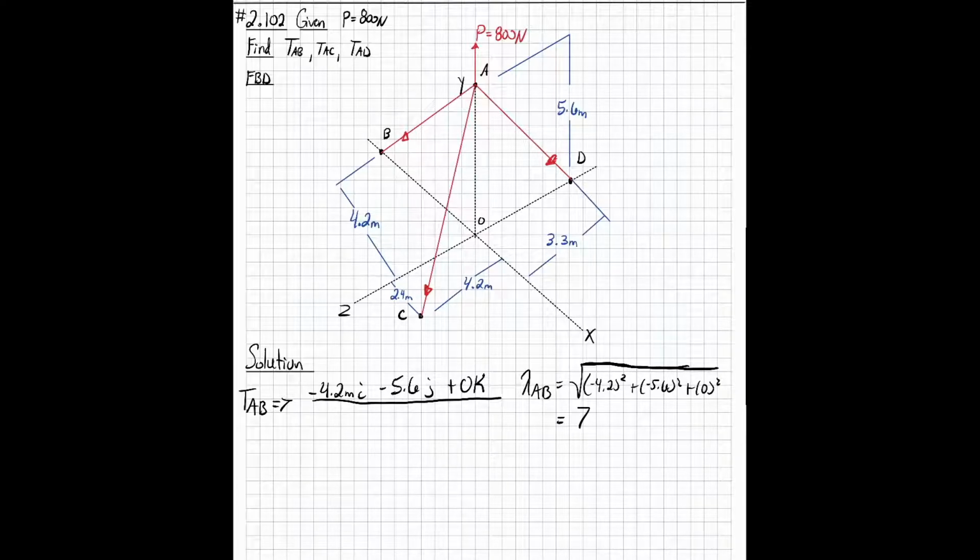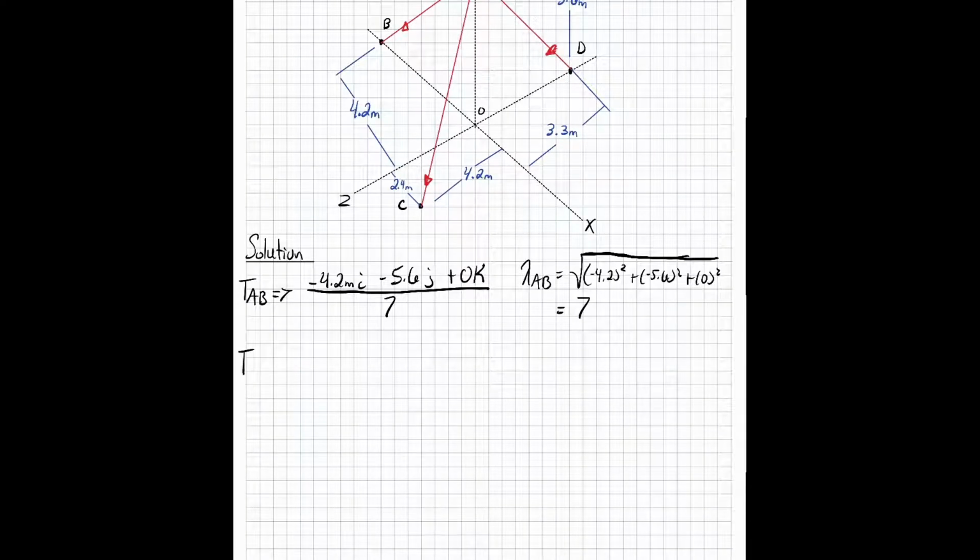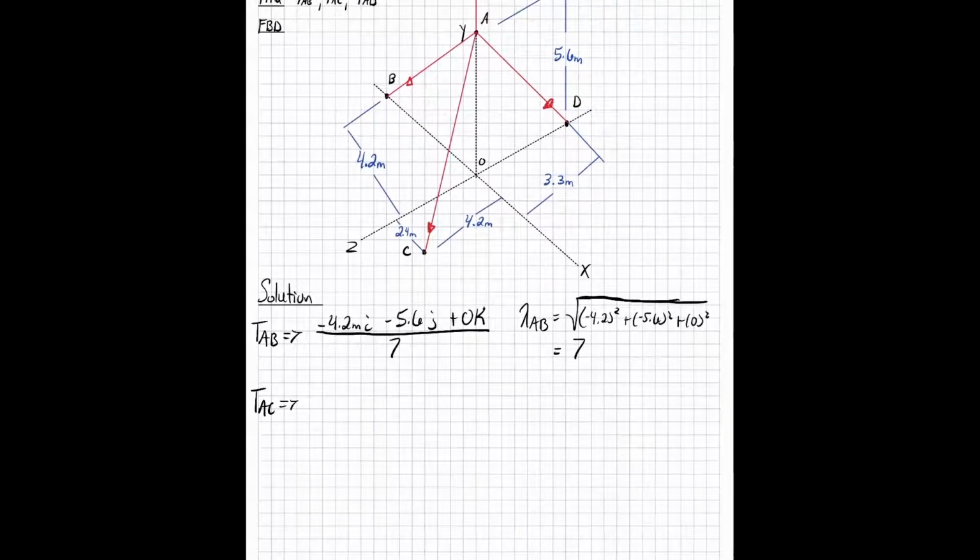So that means that all of our input, or our dimensions for tension AB, is going to be divided by 7. Okay? Now we look at tension AC. Zoom out so you can kind of see it still. So we're going to look at tension AC now. In the x direction, it is going a positive 2.4 in the i. Again, negative 5.6 in the j. And it's going a positive 4.2 in the k.